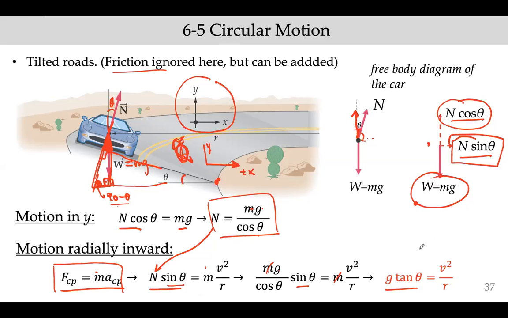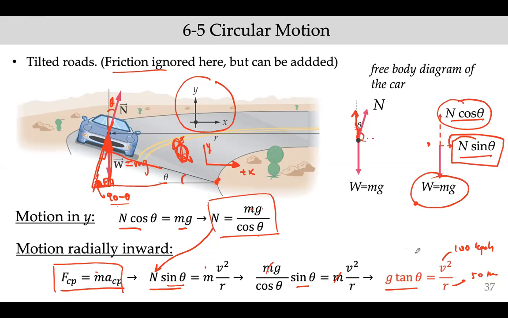So in this problem, you can answer the question for, let's say, 100 kilometers per hour and a radius of 50 meters: what should be the angle so that the car can safely be on the road, not sliding out, not slipping? This is important: this equation is used to design these roads, to design the tilt or the angle.